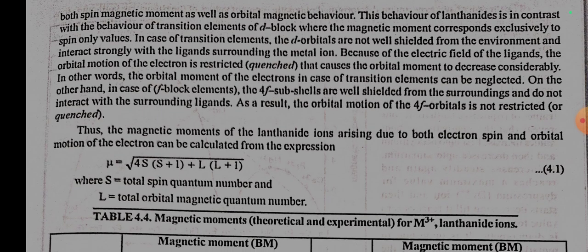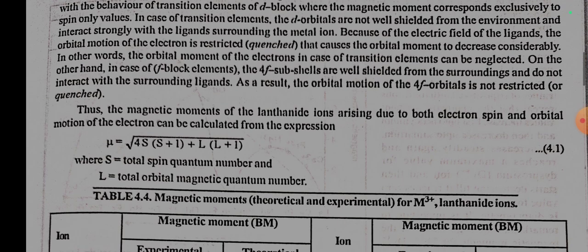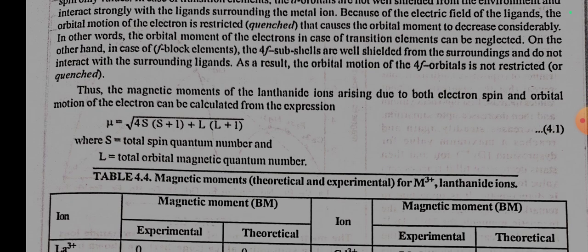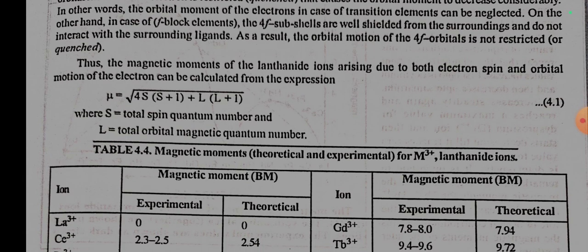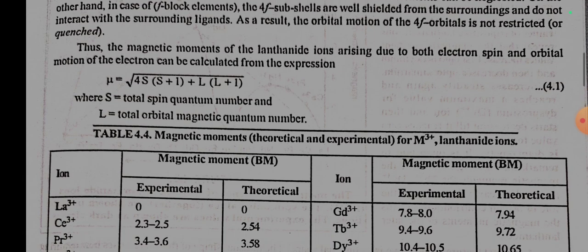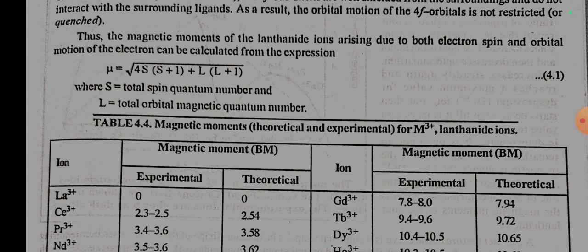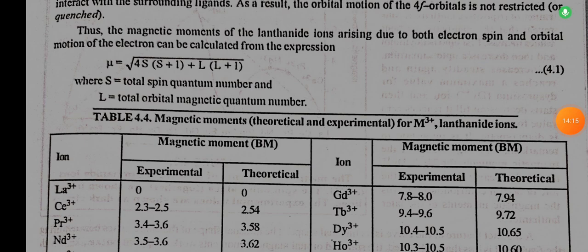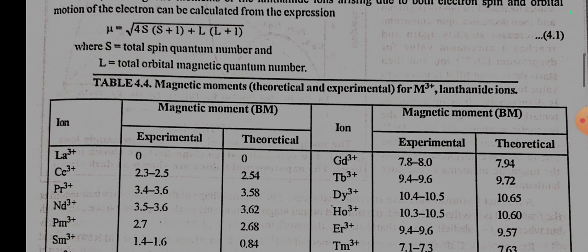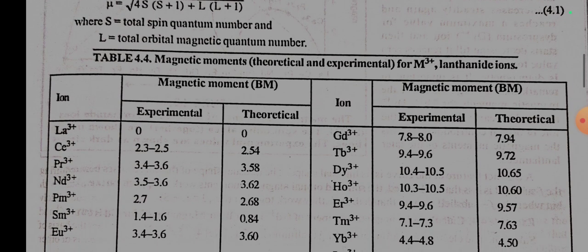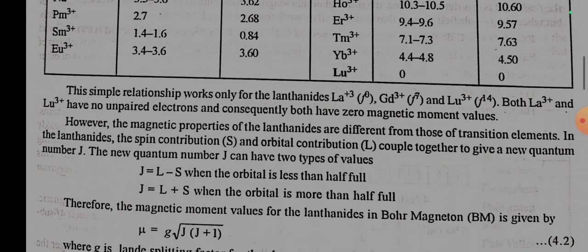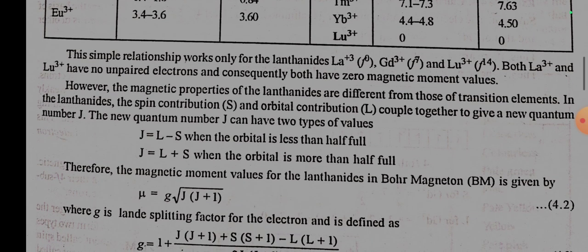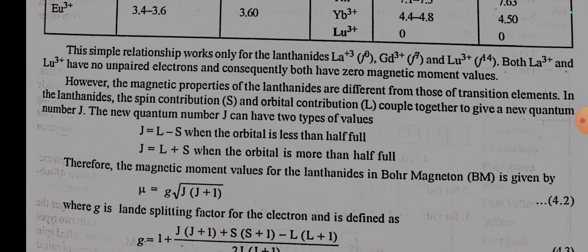On the other hand, in f block elements, the 4f subshells are well shielded from the surroundings and do not interact with the surrounding ligands. As a result, the orbital motion of the 4f electrons is not restricted or quenched. Thus, the magnetic moment of the lanthanide ions, arising due to both electron spin and orbital motion, can be calculated from the expression mu = √(4S(S+1) + L(L+1)), where S is the total spin quantum number and L is the total orbital quantum number. This simple relationship works only for the lanthanide ions La3+ (f0), Gd3+ (f7) and Lu3+ (f14).